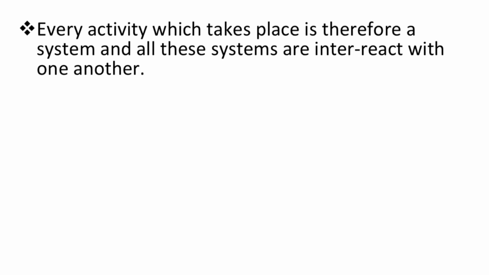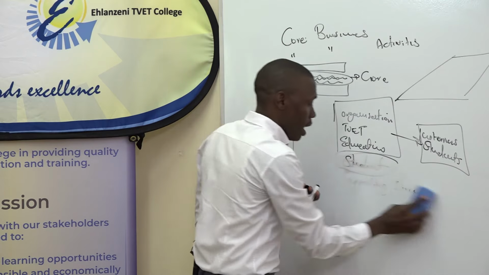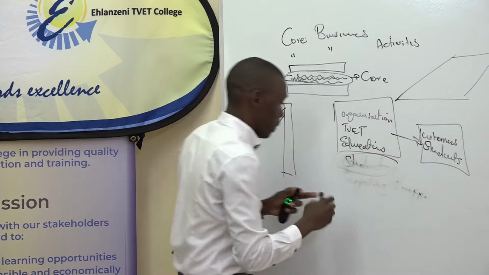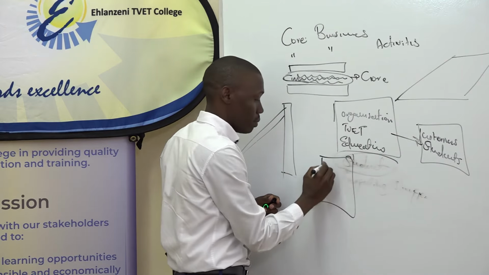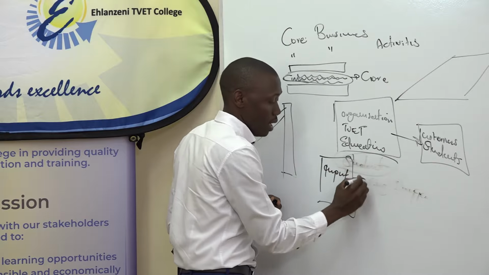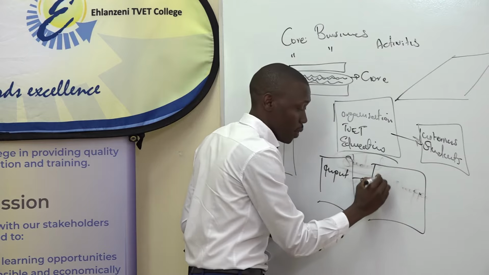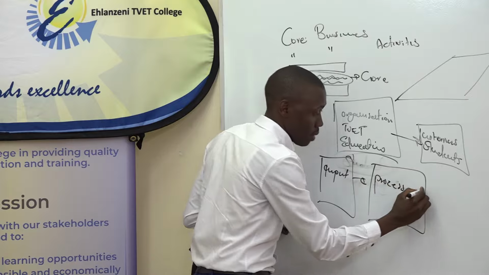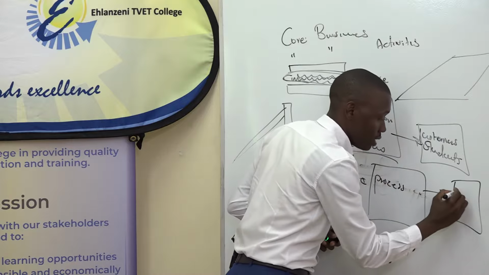Now, every activity which takes place within an organization is a system. And these systems that we are talking about interact with one another. How do they interact? We look at it. When we were saying there is an input, and secondly, there is the process, and lastly, there is an output.